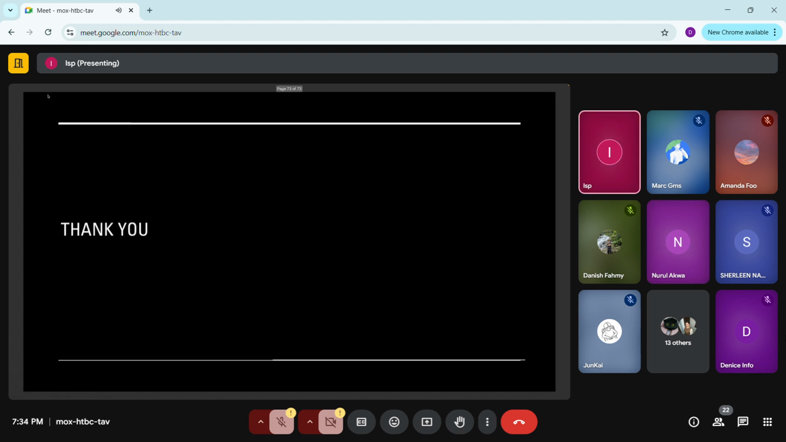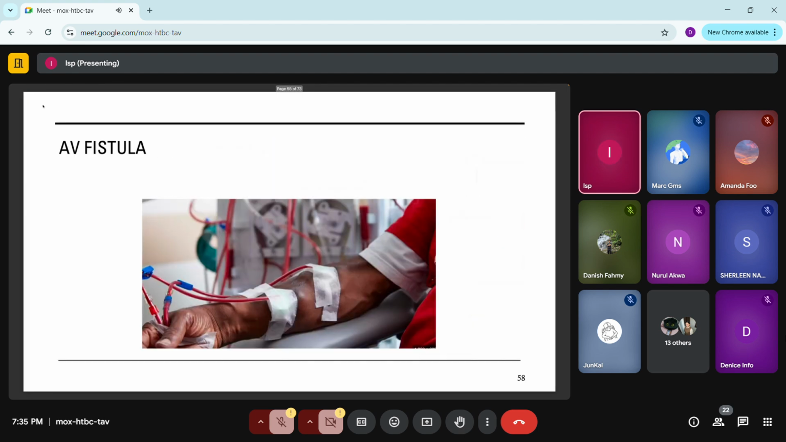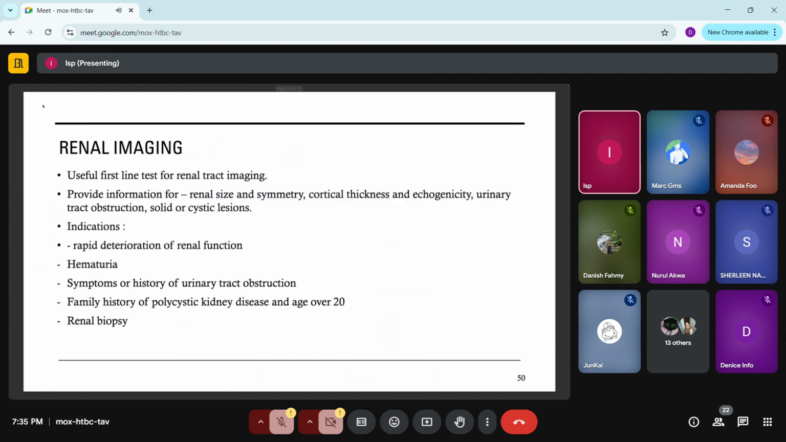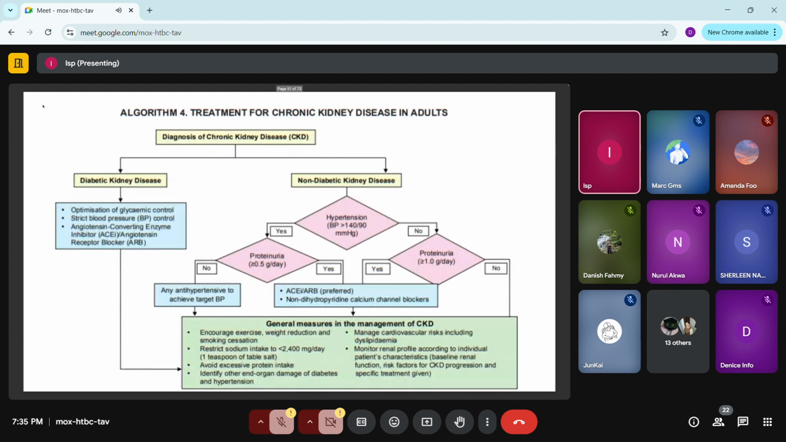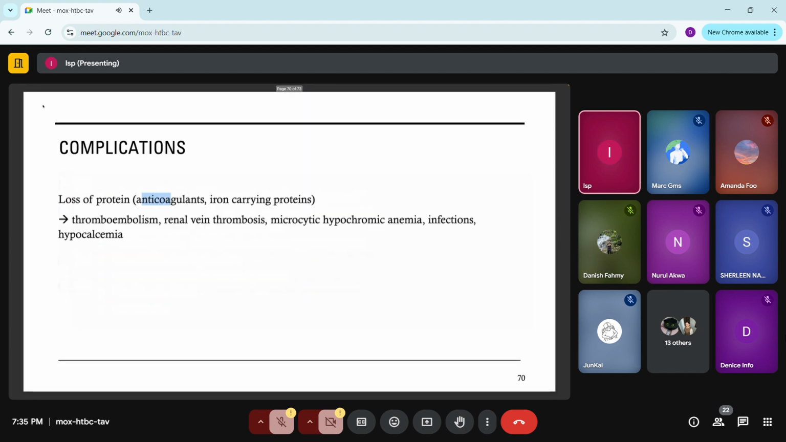Okay, so there are a few indications for renal biopsy. We usually do the biopsy when we do not know what we are dealing with, and the renal function is worsening too fast. Okay, so let's see here, where is the renal biopsy? I think I have one slide that talks about renal biopsy. No, not this one. Okay, correct.